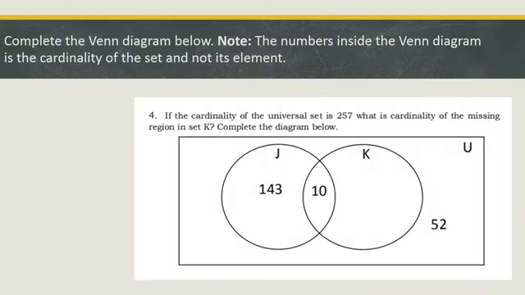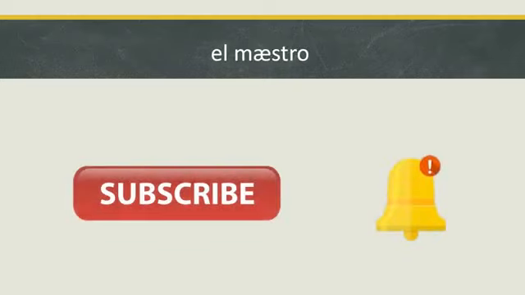Then, if the cardinality of the universal set is 257, what is the cardinality of the missing region in set K? Complete the diagram below. So, total is 257 minus 43 minus 10 minus 52. That is equal to, oh sorry, that is K, class. That is not Y. That is K is equal to 52. So, K is equal to 52. Sorry, that is K, not Y. Sa inyong module, daghan pag-example, daghang klase-klaseng style, okay? You can follow these steps para ma-solve ninyo.